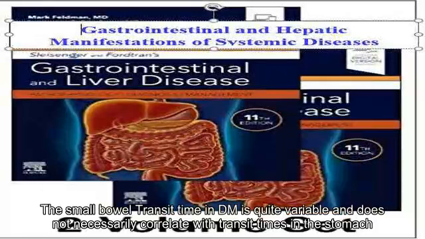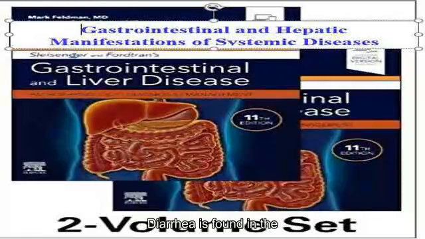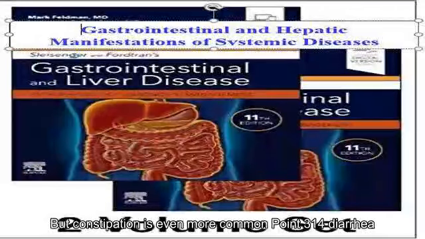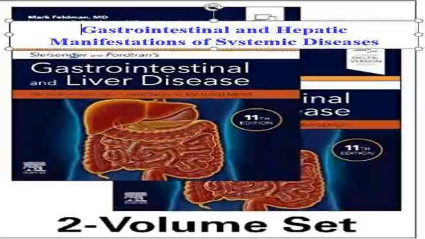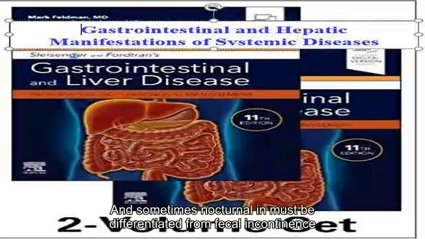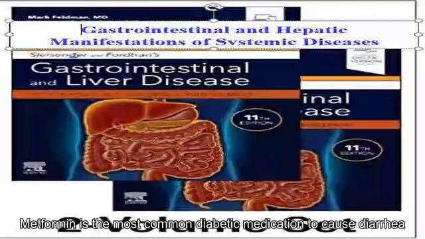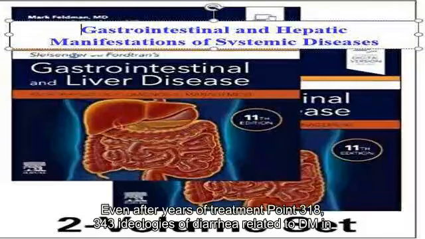The small bowel transit time in DM is quite variable and does not necessarily correlate with transit times in the stomach or colon. Diarrhea is found in up to 22% of diabetic patients, but constipation is even more common. Diarrhea is often episodic, painless, and sometimes nocturnal and must be differentiated from fecal incontinence. See later. Steatorrhea may occur in as many as 75% of diabetics with diarrhea. Metformin is the most common diabetic medication to cause diarrhea, even after years of treatment.